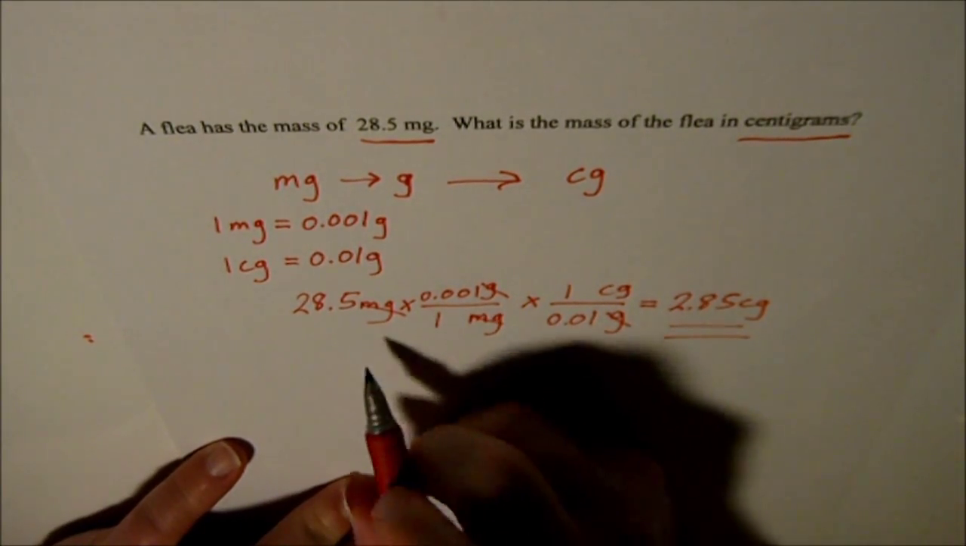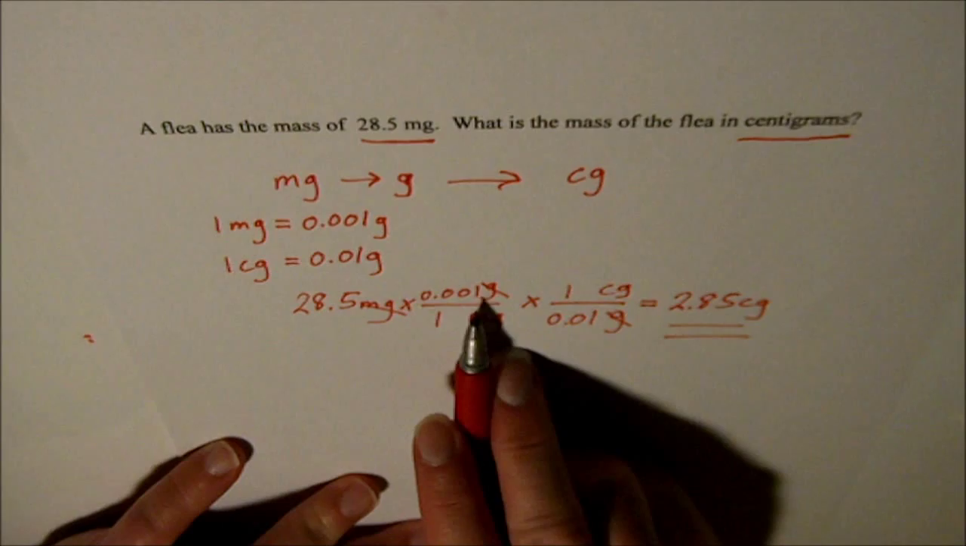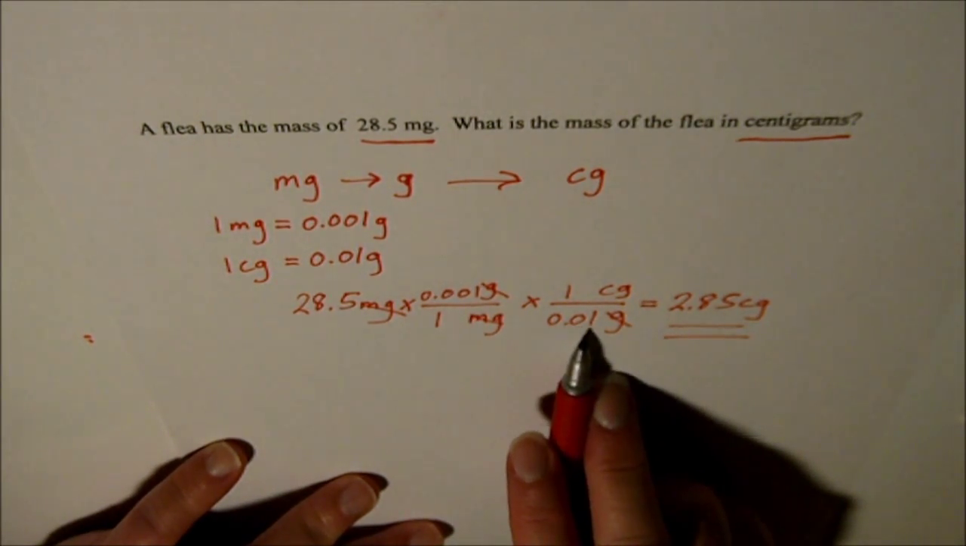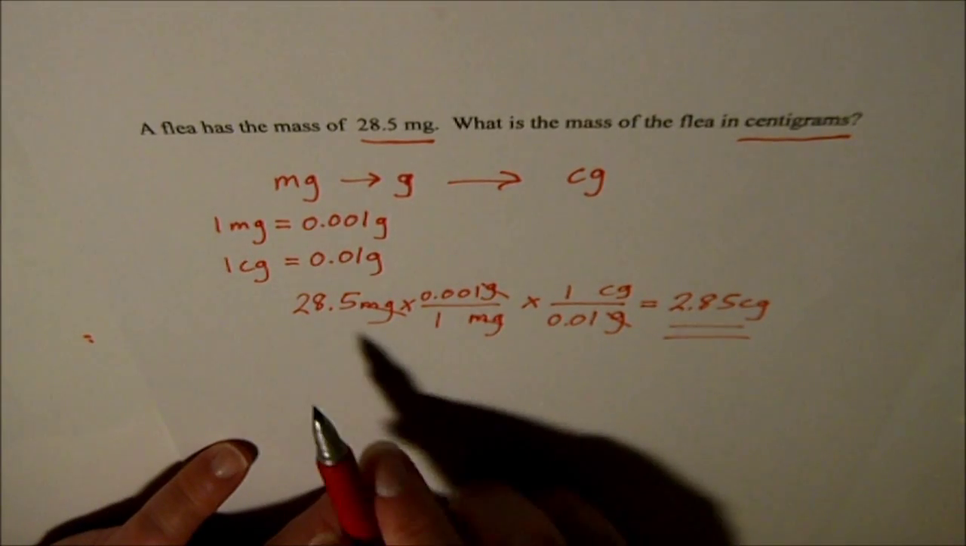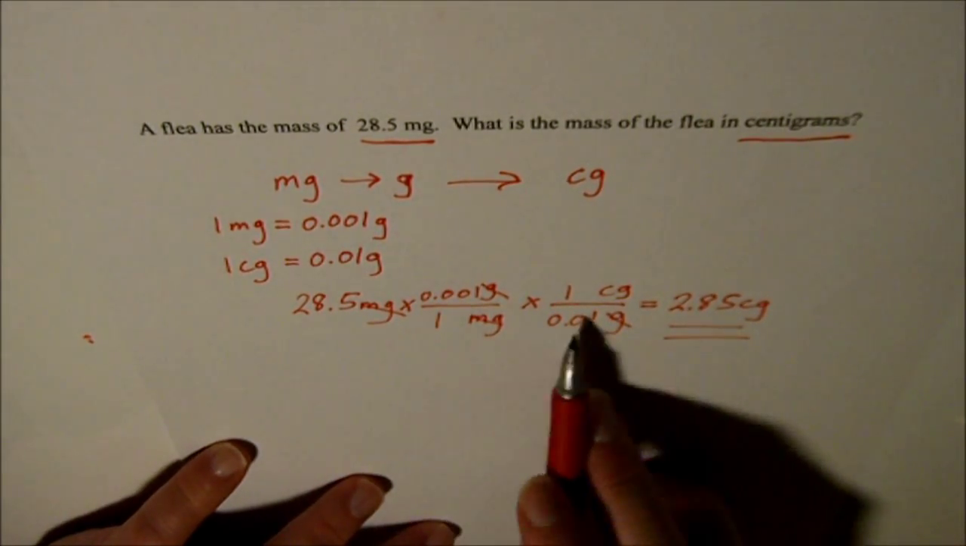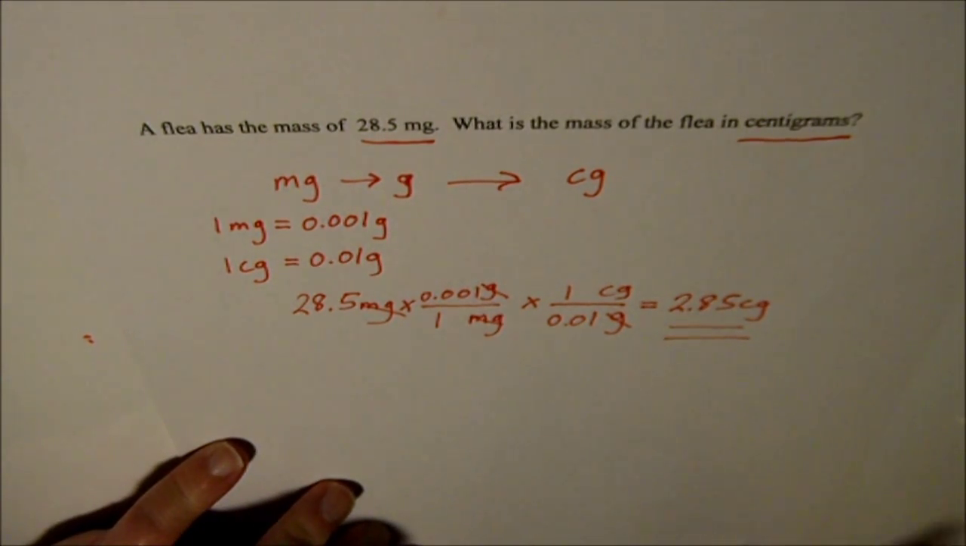All right? So it's 28.5 times 0.001 divided by 0.01. Okay? Which will cancel out to just 28.5 times 0.1. All right? That's how you do conversion factors.